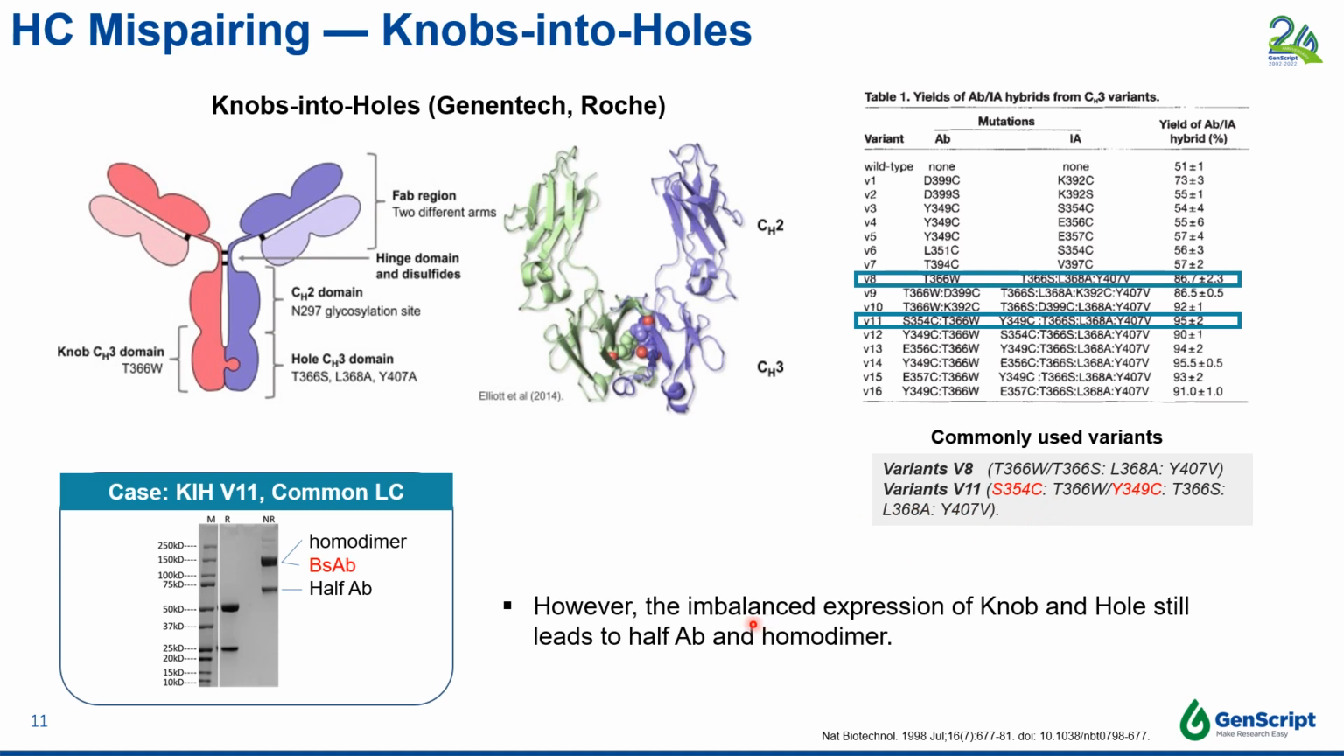However, the imbalanced expression of knob and hole still leads to half antibody and homodimer. As you can see in the case, the overexpressed knob or hole exists as half antibody and homodimer. We'll address this issue later in the purification part.